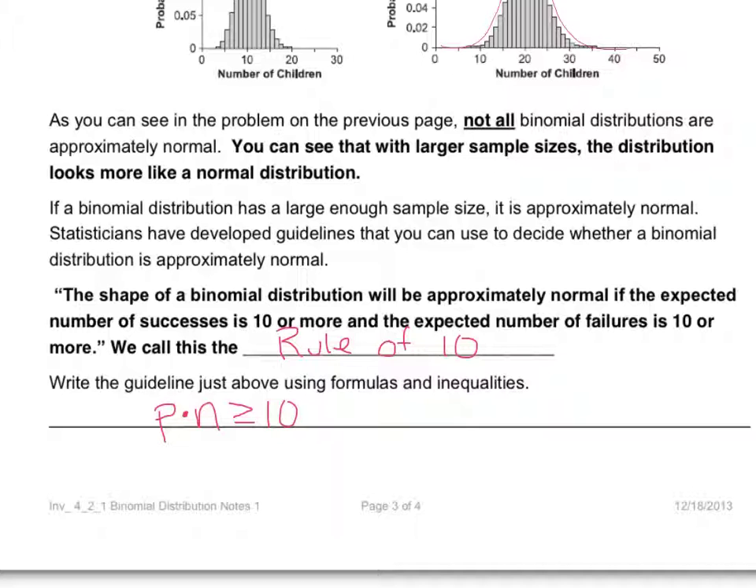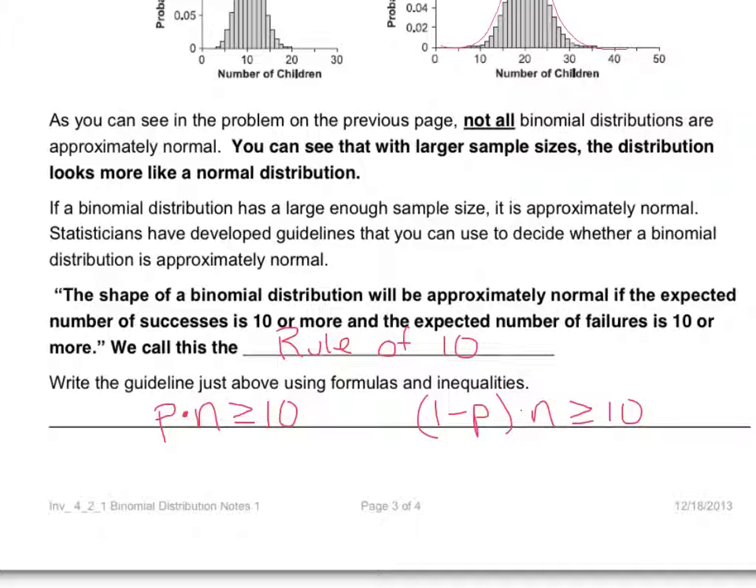But also, don't forget here, for a distribution to be approximately normal, the expected number of failures needs to be 10 or more. So I think if I remember right, we define that as 1 minus the probability of success. Remember, the probability here is always expressed as a decimal. So that's why we're using 1 to represent 100%. Multiply that times n. That also needs to be greater than or equal to 10.